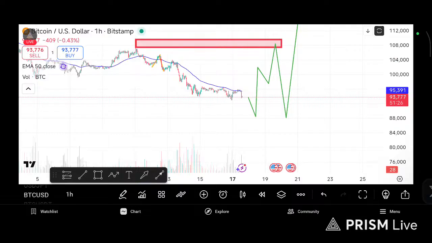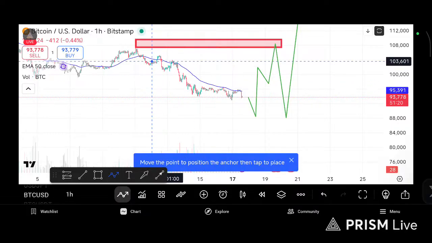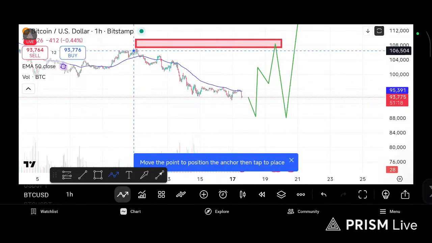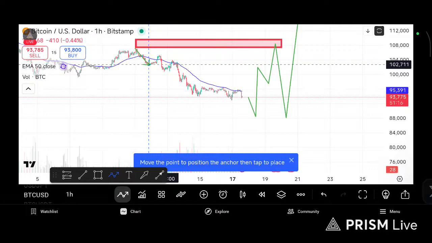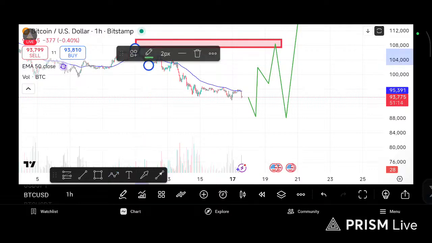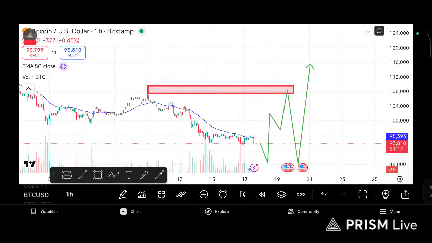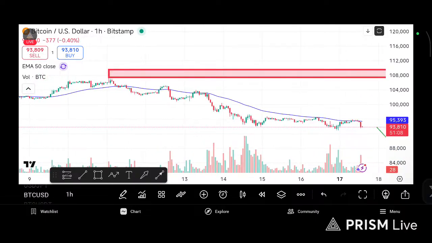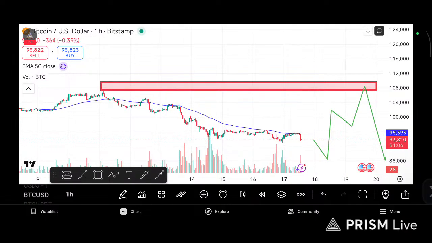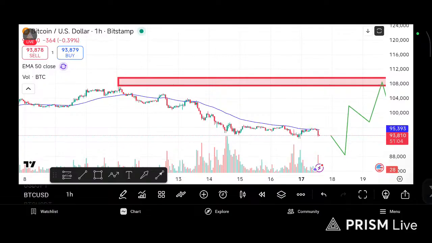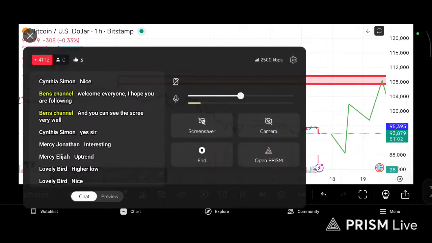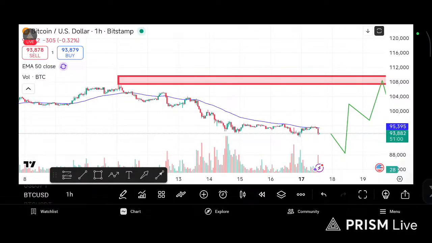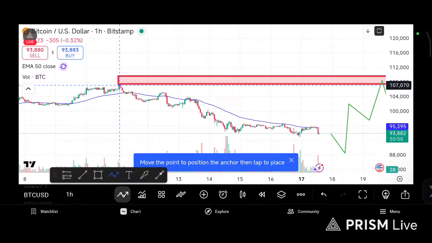So this is it. We are going to do this together. Let me zoom it so that you can all see what I'm doing. This is what I'm doing.